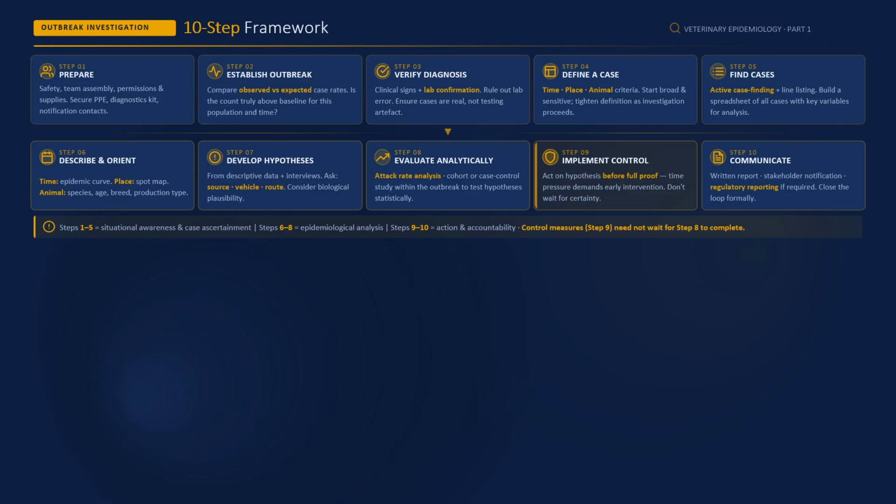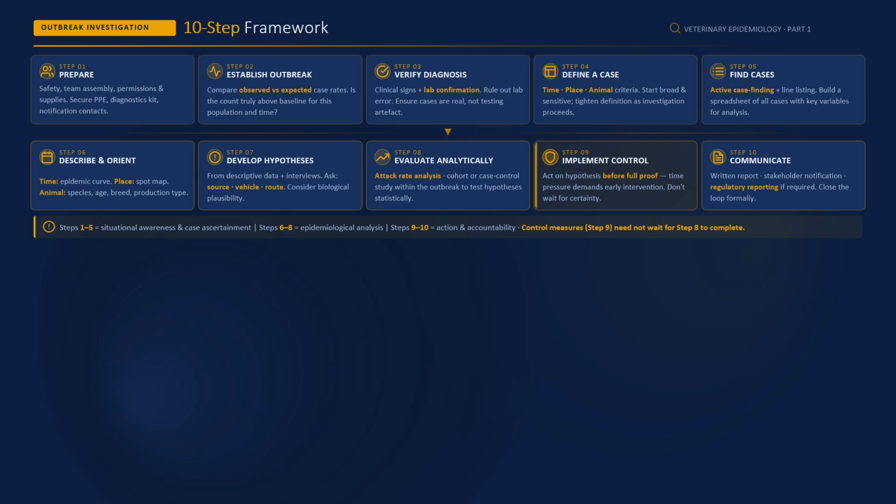Step 4, define a case using time, place, and animal criteria. Start broad and sensitive, then tighten as you learn more. Step 5, find cases. Active case finding and line listing with all the key variables. Step 6, describe and orient the data by time, place, and animal. Time is your epidemic curve. Place is your spot map. Animal is species, age, breed, production type.